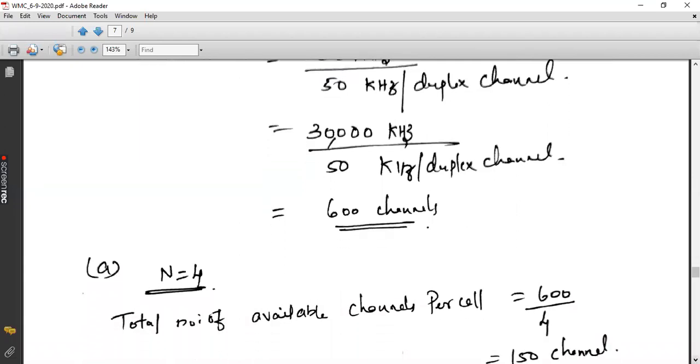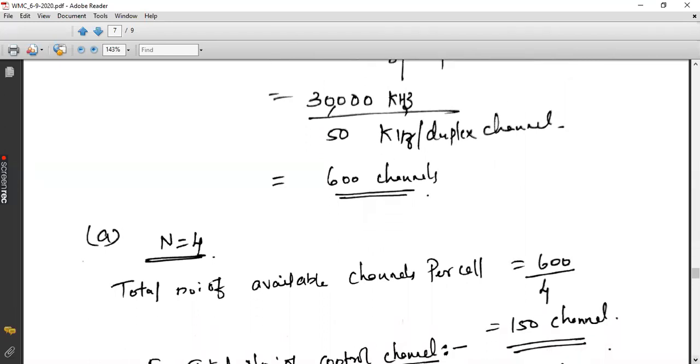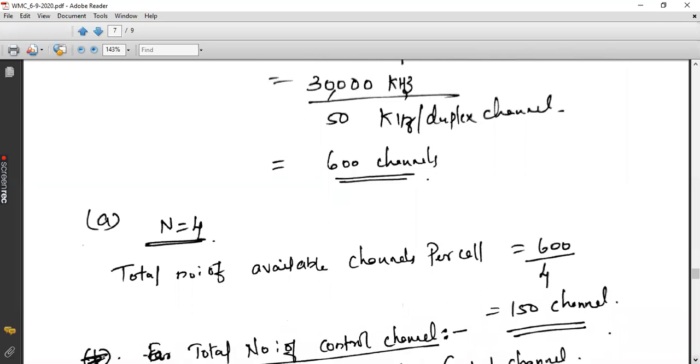Now we will move to the first sub question, that is n equal to 4. N equal to 4 means your cluster size is 4. So in one cluster you are having 4 cells. Okay, so this is the total available channels with you for one cluster. So what about the channels associated with one cell? It is 600 divided by 4.